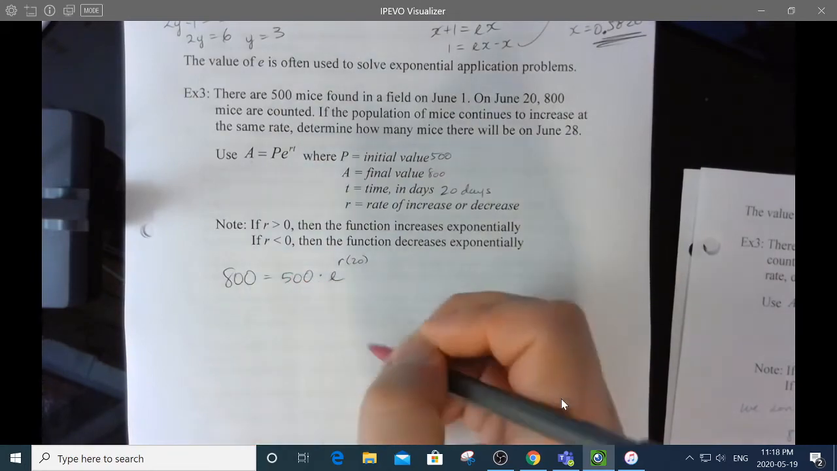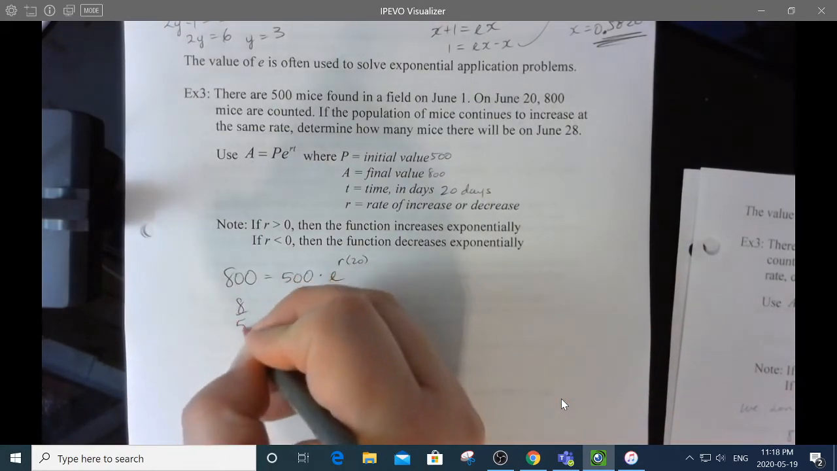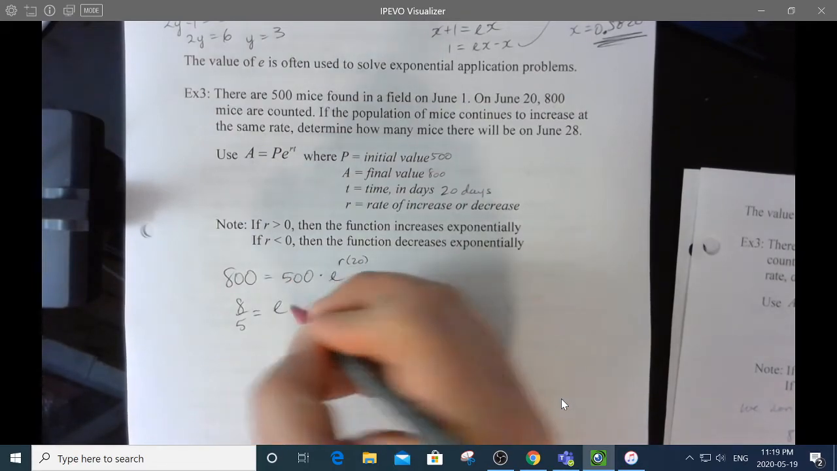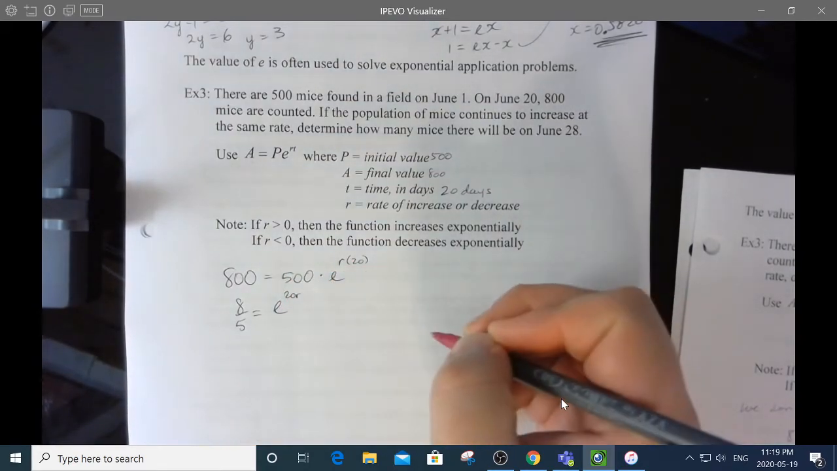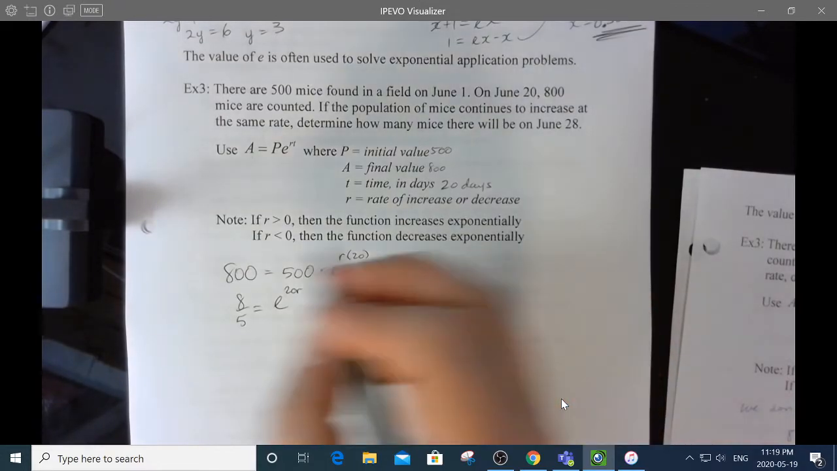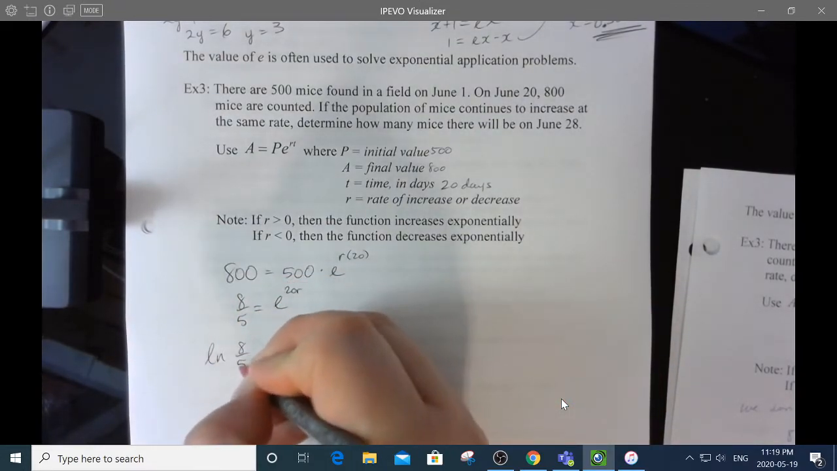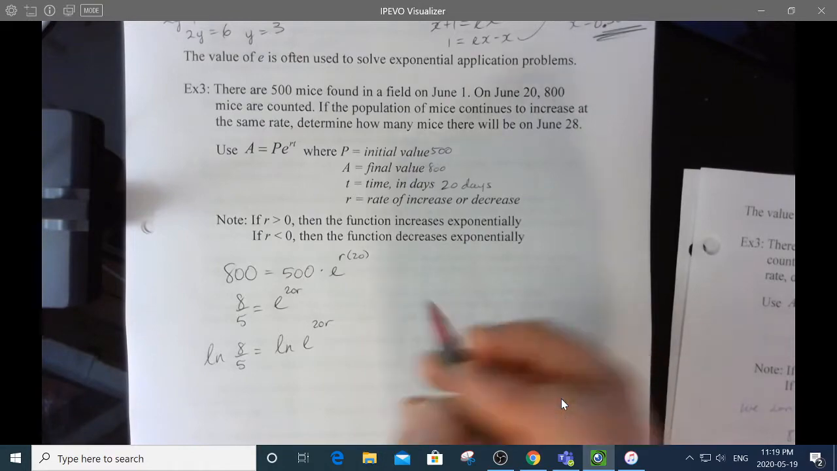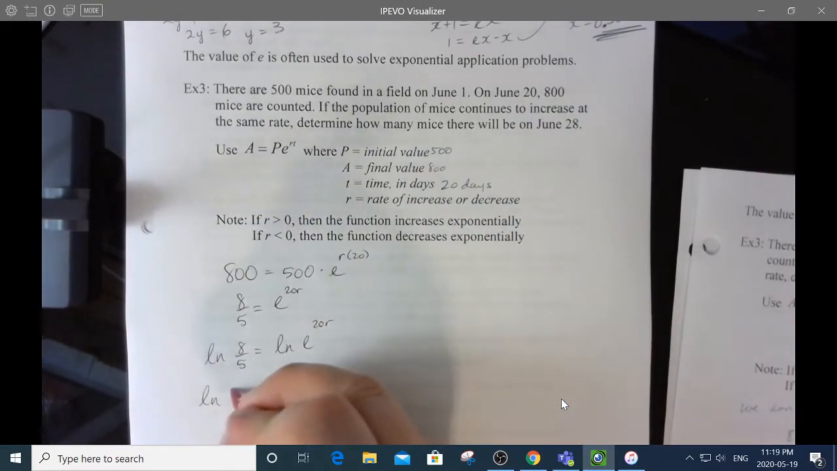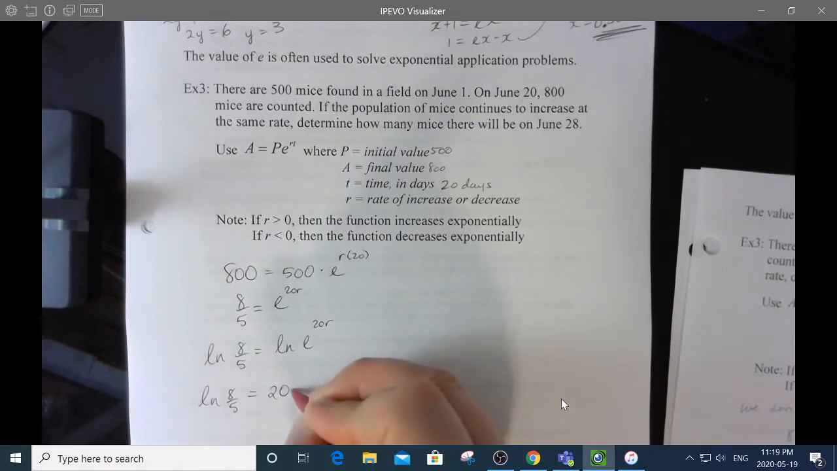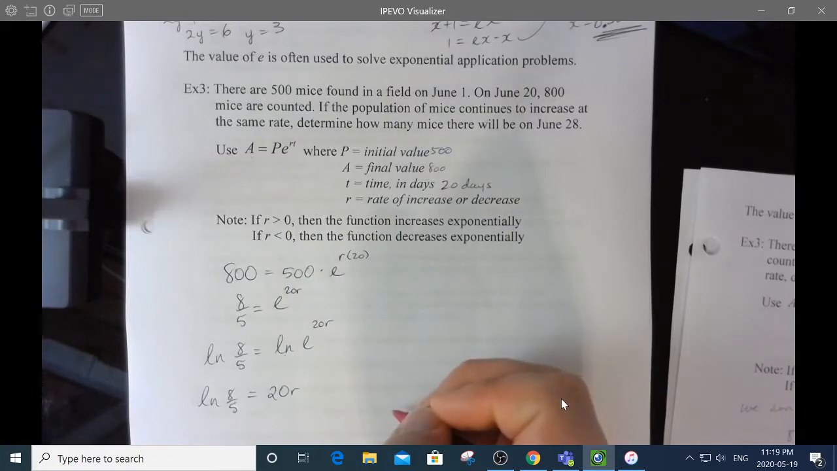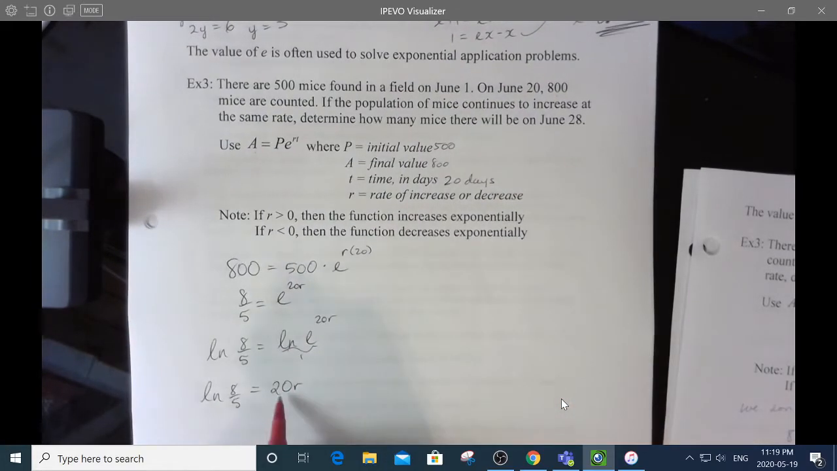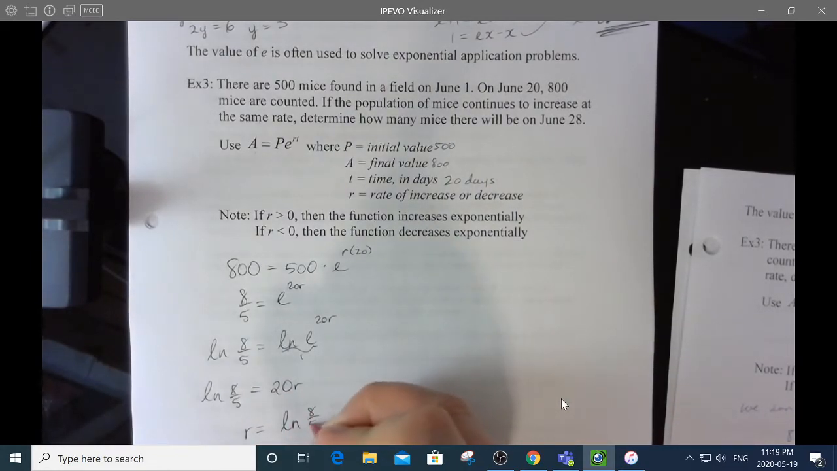Well, first of all, how about I divide both sides of the equation by 500? So that's actually 8/5. I'm going to cancel the zeros out, and let's rearrange that. Let's go 20R. Make that a little easier to read. Then I'm going to take the natural log of both sides of the equation. Exponents become coefficients, and the natural log of e is just 1. Remember? So this thing here is 1. So that's it. That's the equation. So I can say that r is the ln of 8/5 divided by 20.